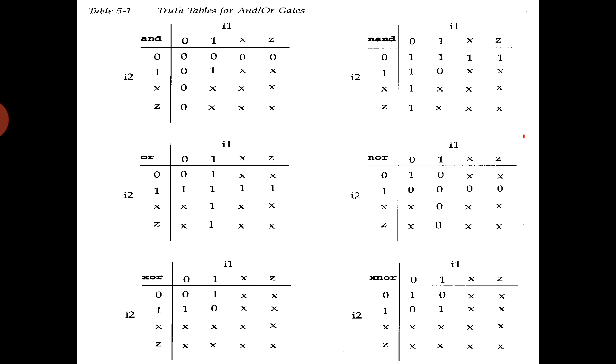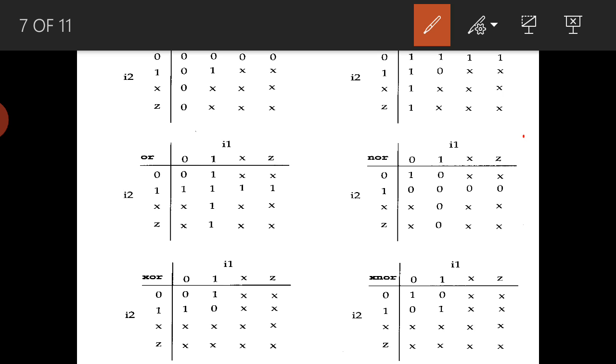Similarly z into 0, that is 0, z into 1 x, z into x x, z into z x. That is for AND gate. Similarly if you take OR gate here, so 0 plus 0 is 0, 0 plus 1 is 1, 0 plus x is x, 0 plus z is x. Okay, so there is no output as z, either 0, 1 or x.